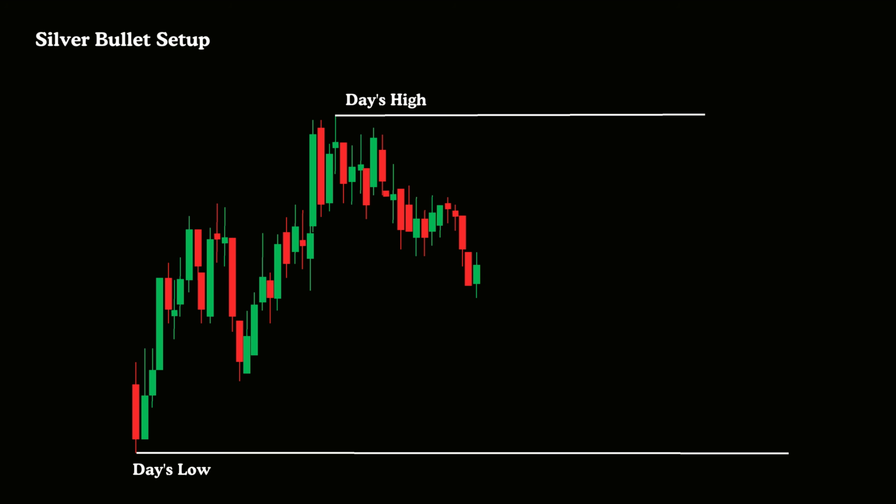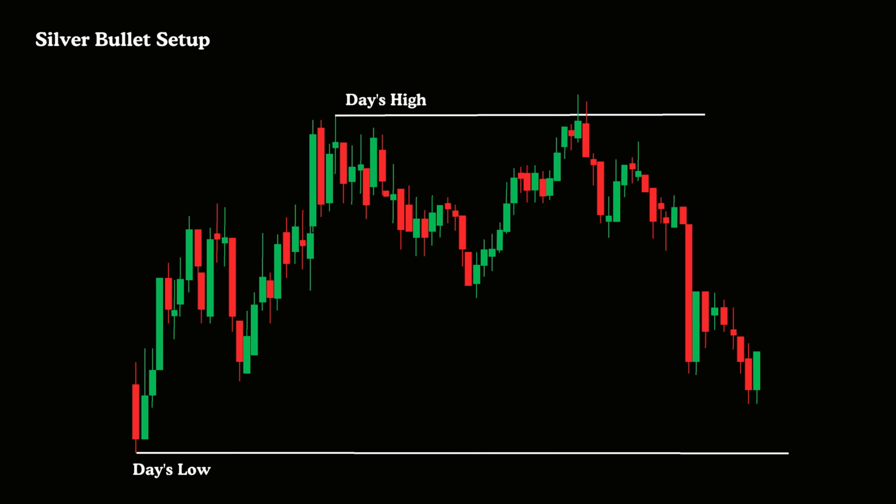Now let's walk through the silver bullet strategy again, step by step. First, mark the high and low before New York opens. Next, watch for a liquidity sweep beyond these levels and a return into the range. Then, confirm a reversal with a market structure break above a supply level. After that, locate a fair value gap, set your entry inside this zone, and target key resistance areas.